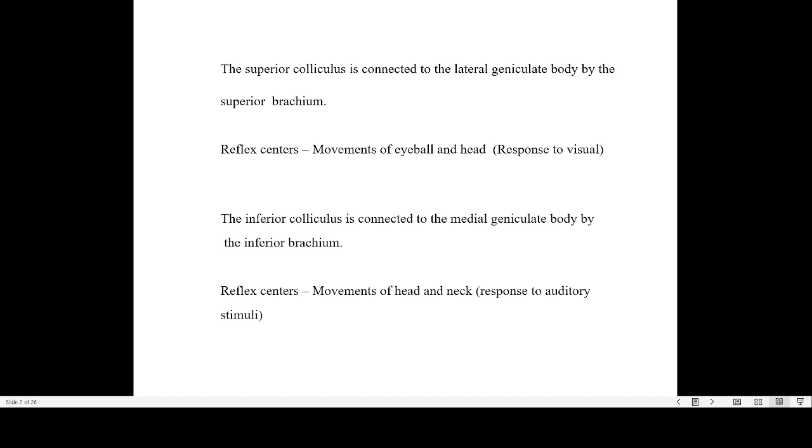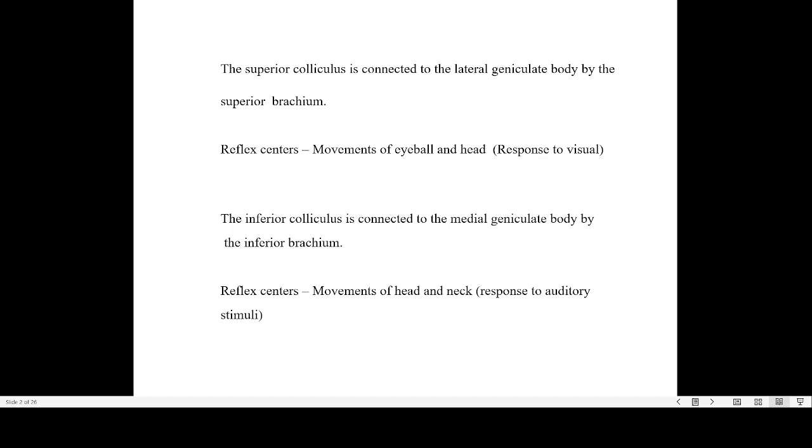Then what about the inferior colliculus? It is connected to the medial geniculate body by the inferior brachium. It is one of the reflex centers for movements of the head and neck in response to auditory stimuli.